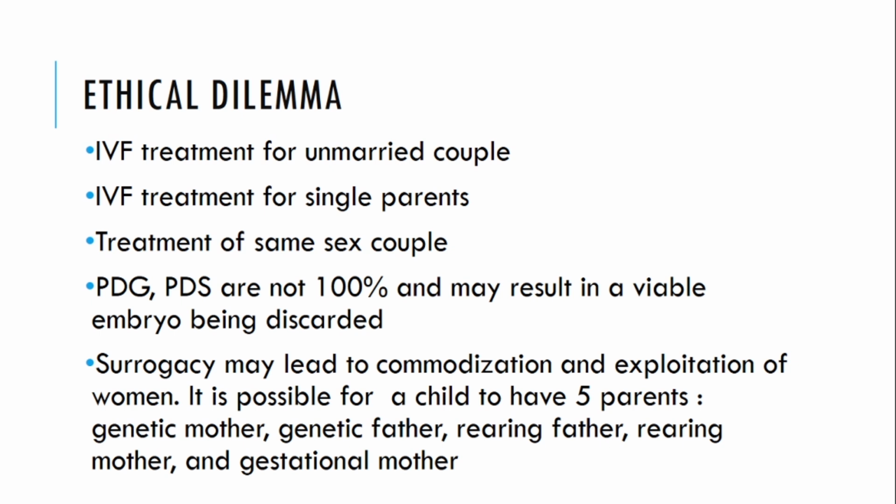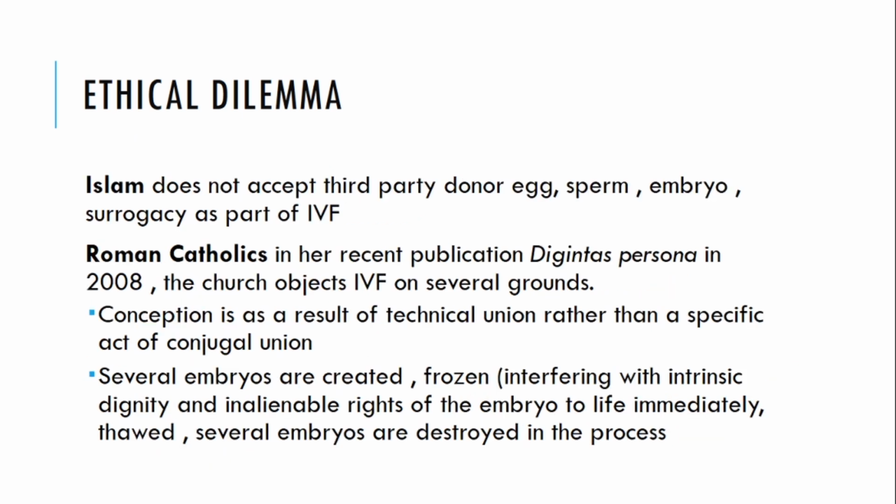And surrogacy may lead to commoditization of the whole process. That means you can pay a woman to carry a pregnancy. People are not very happy with that. It can actually lead to the exploitation of women. In fact, currently it's said that it's possible to have a child that has 5 parents: the genetic mother, the genetic father, the rearing father, the rearing mother, and the gestational mother. So this can cause a lot of confusion.